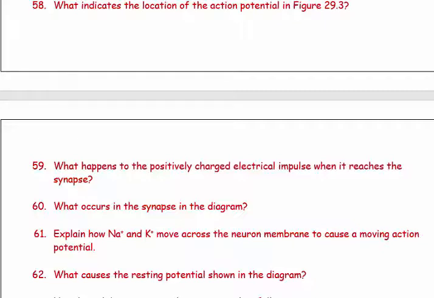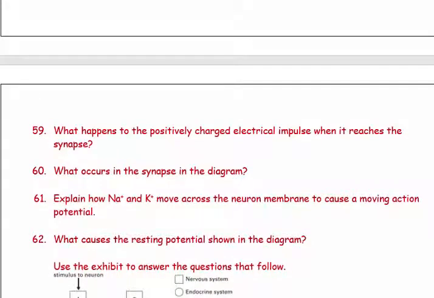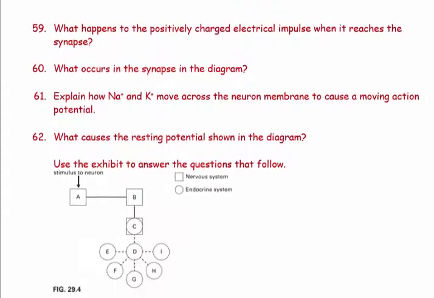Number 62. What causes the resting potential shown in this diagram? What causes the resting potential is the unequal concentration of the ions inside and outside of the cell. So the difference of the charge across the cell membrane is responsible for the resting potential.